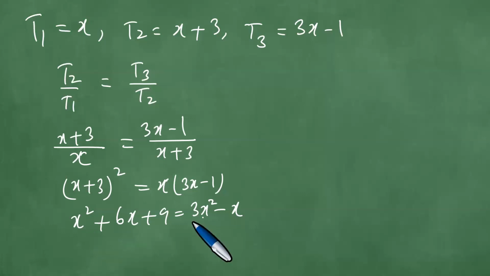And now you have x squared minus 3x squared minus x squared, which is 2x squared. And then now you have minus x minus 6x, which is minus 7x minus 9 equals 0. So if you have 3x squared minus x squared, which is 2x squared, minus 7x minus 9 equals 0. So you have 2x squared minus 7x minus 9 equals 0.